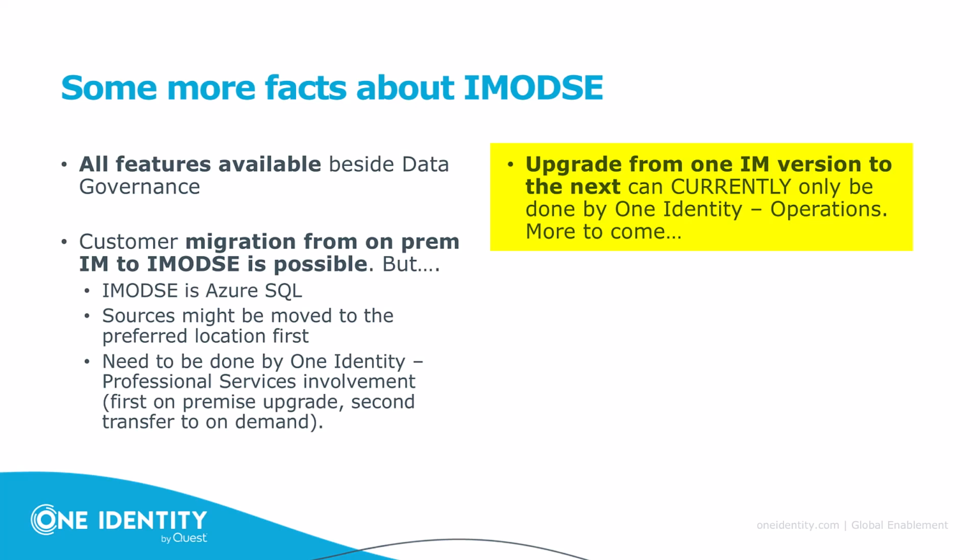Typically, a version upgrade is also required, and that is performed by One Identity on-demand operations. In the close future, we will release a tool that makes it possible that the customer can decide to upgrade on their own. This will allow them to make the upgrade independently from One Identity anytime they want.